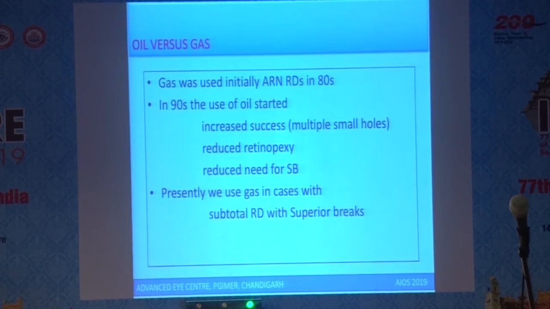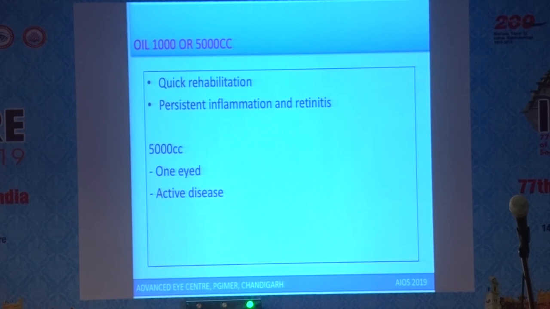Oil versus gas. The gas was used initially, especially in patients where you had superior RDs with superior tears. You can use gas in these patients. But of course, when you have atrophic areas, inferiorly large atrophic sieve-like retina, the gas will not work there. So you put oil in these patients for increased success, and there will be a reduced need for buckle also. So the oil is the end thing. The gas will be used only for the superior RDs where you are not seeing a lot of sieve-like retina. Which oil, again, people are fond of using 5,000 or 1,000, which one to do.